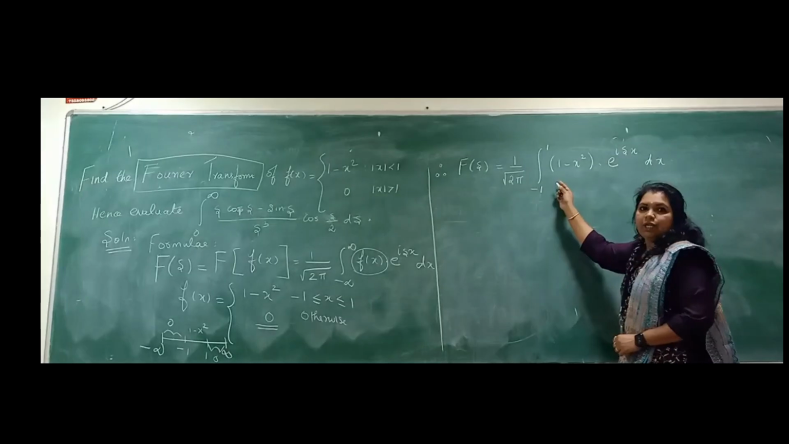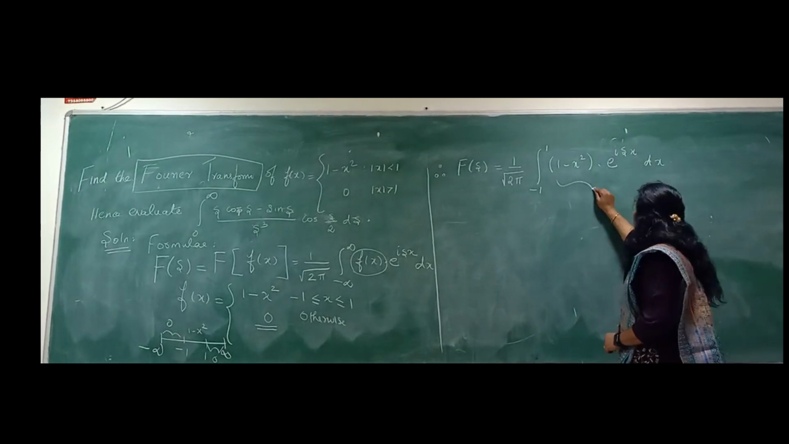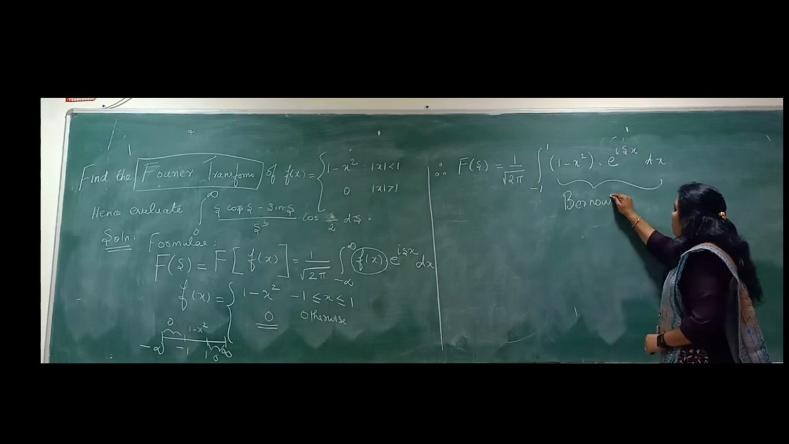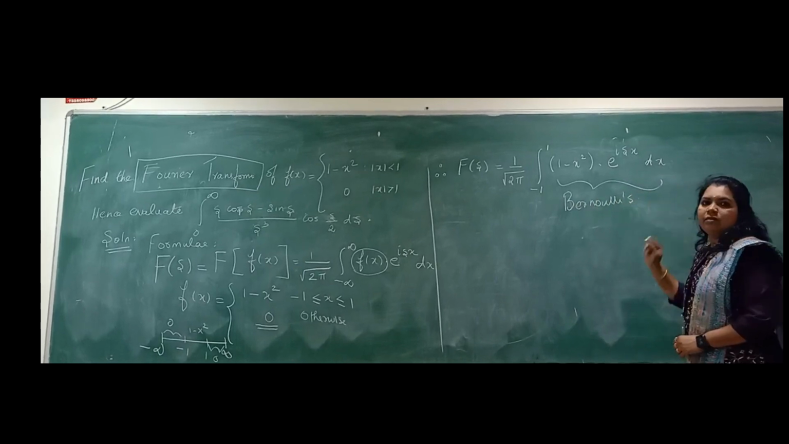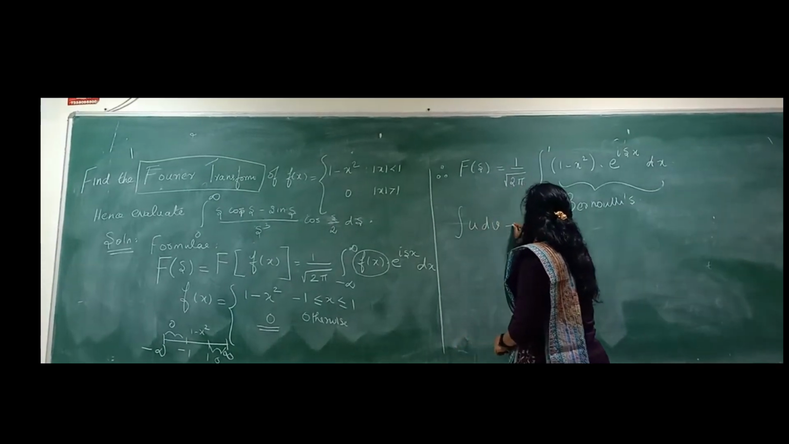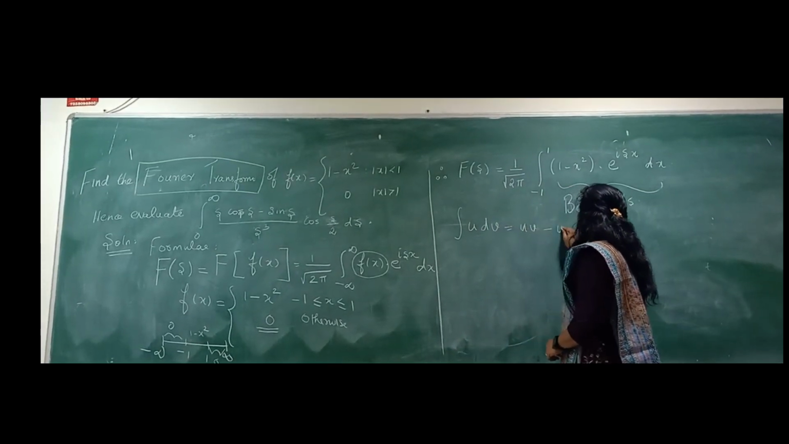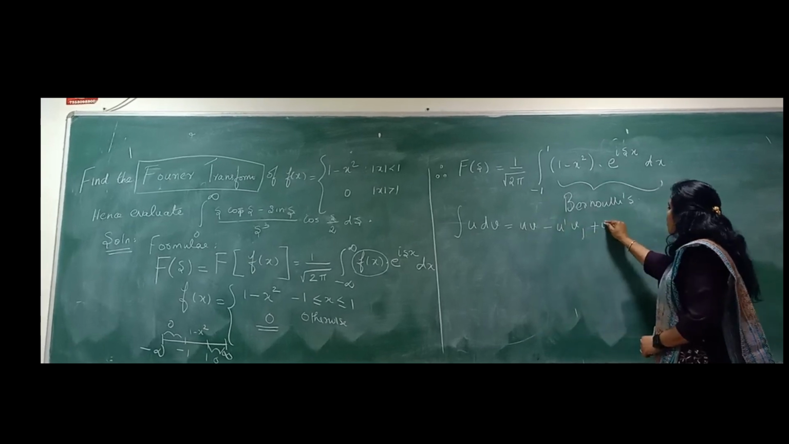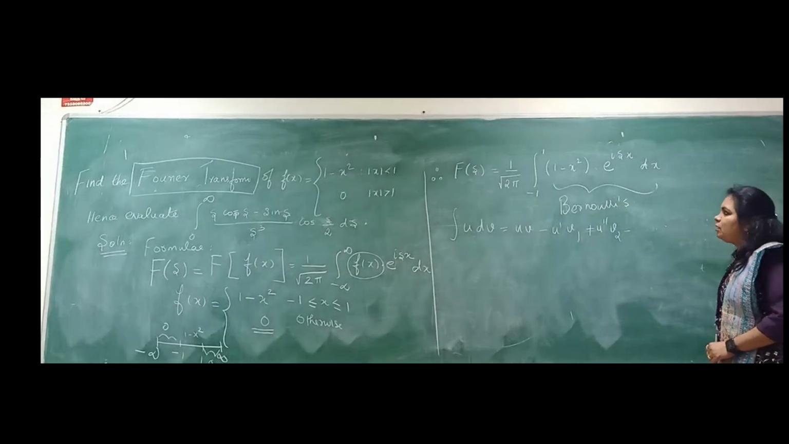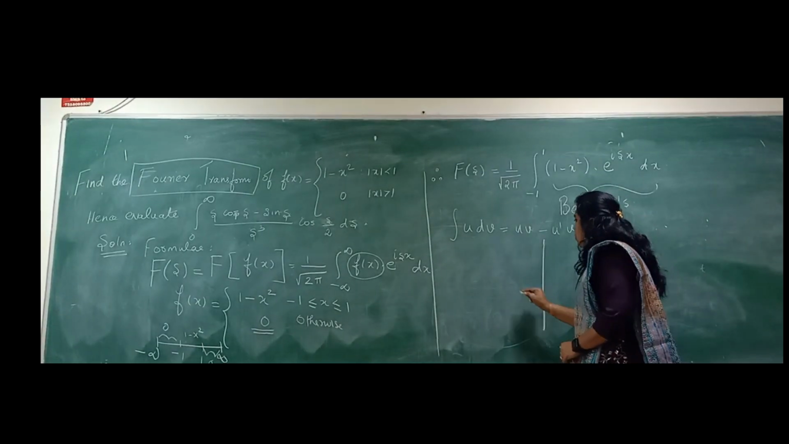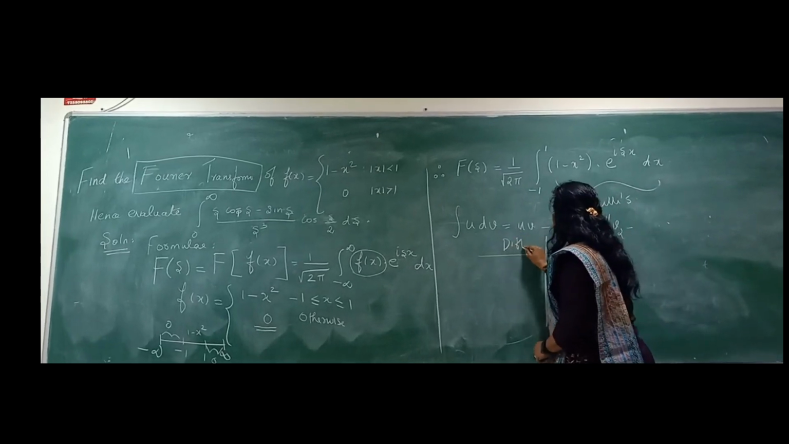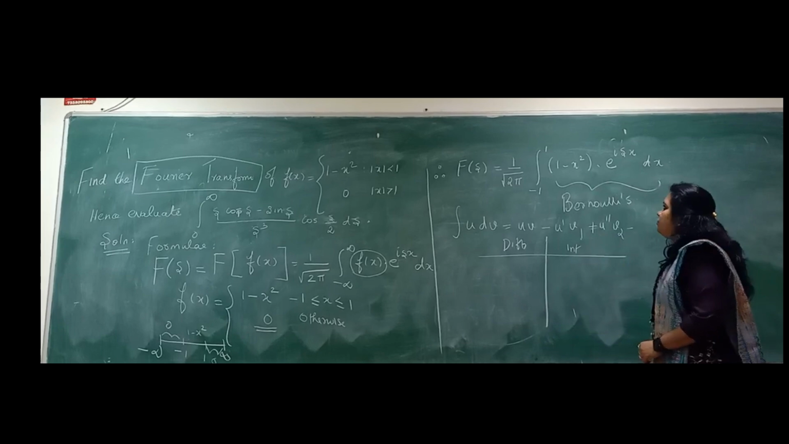Now, how will we continue this problem further? We will apply the Bernoulli formula. What is the Bernoulli formula? Integral u dv is uv minus u dash v1 plus u double dash v2 minus, etc. Now, split into two parts: one is differentiation, another one is integration.